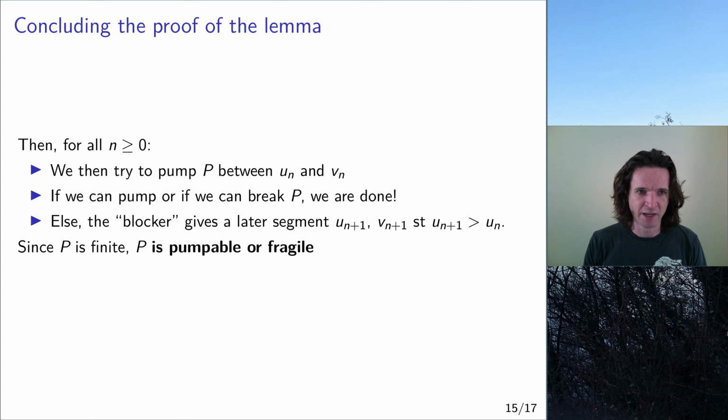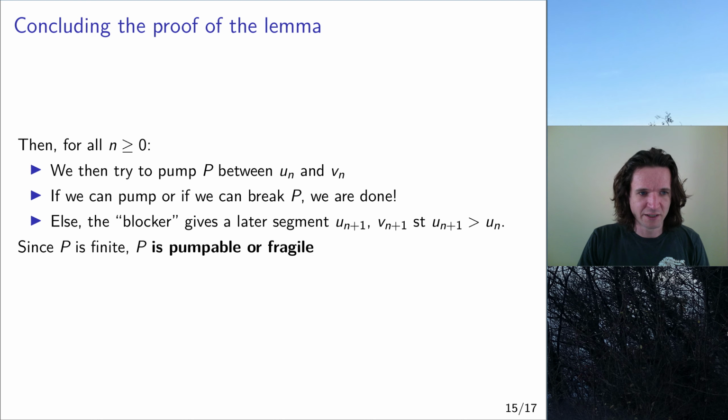The next step of this proof is to show by induction that we start from a candidate segment un, vn. We try to pump it. If we can pump it, we're done. Or if the pumping maybe does not complete but conflicts with p, we're also done, because that shows p is fragile, and that's one of our possible conclusions.